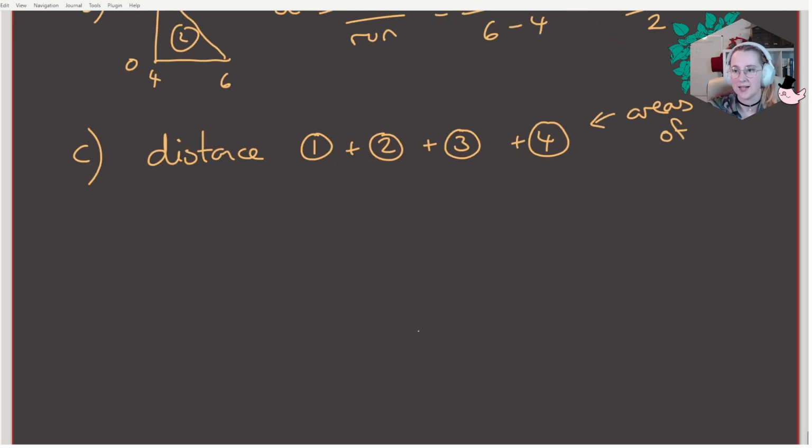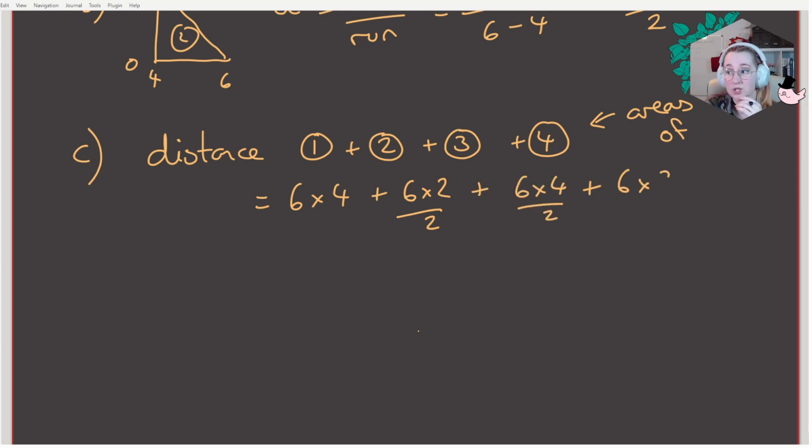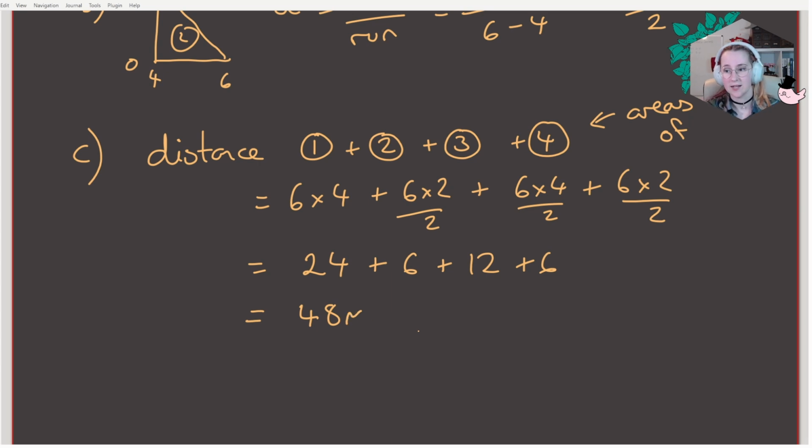So the first one has base times height of 6 times 4 plus 6 times 2 over 2, to get the triangle, plus 6 times 4 over 2 plus 6 times 2 over 2, which gives us 24 plus 6 plus 12 plus 6, which gives us 48. Yes. So 48 meters total is how far we've traveled.